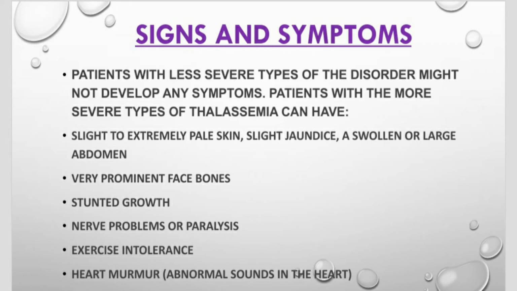Number 2, they will have very prominent face bones. Number 3, stunted growth. Stunted growth is growing slower than normal for age. Number 4, we have nerve problems or paralysis. That means the child having severe thalassemia might show the symptoms of nerve problems or paralysis. Number 5 is exercise intolerance. And number 6 is heart murmur or abnormal sound of the heart.